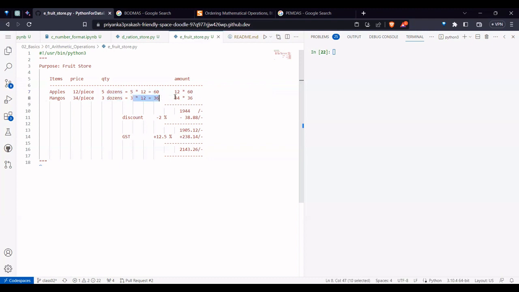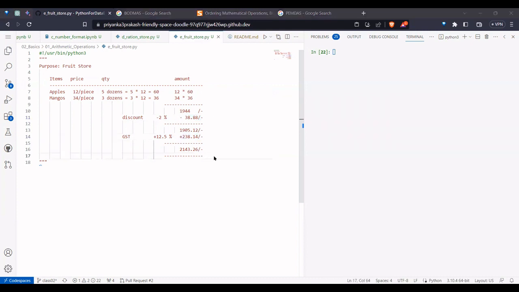For that actual quantity, we need to multiply, get the total values, and apply any discount. And there will be GST these days. That GST we need to apply. Discount we need to subtract. GST we need to add. And finally, we need to get the results. For that, what would be the steps? We can follow the same lines.